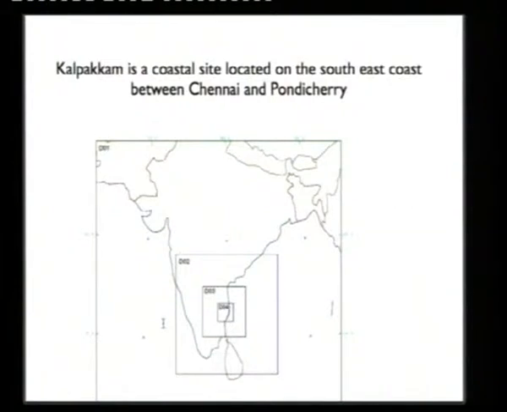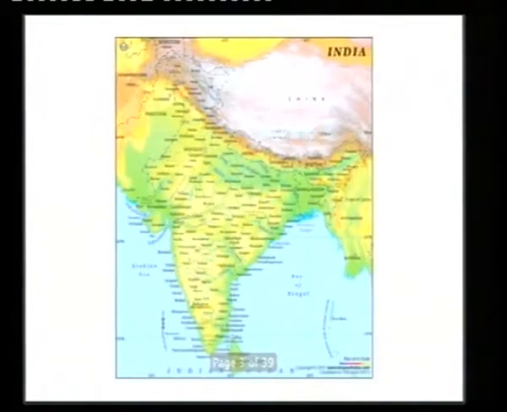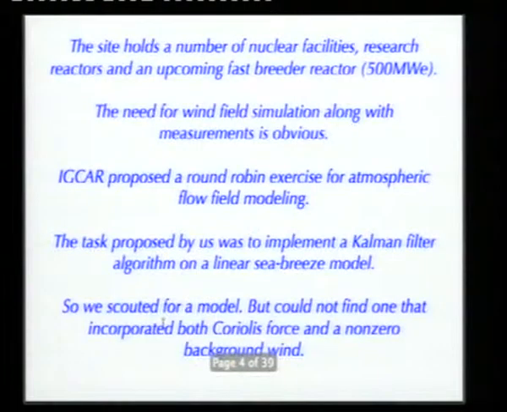Okay, so what we are interested in is the flow field around Kalpakkam. Kalpakkam is a coastal site located between Chennai and Pondicherry. Somewhere here, this is Chennai and this is Pondicherry. That site holds a lot of nuclear facilities and an upcoming fast breeder reactor there. So the need for wind field simulation along with measurements is obvious.